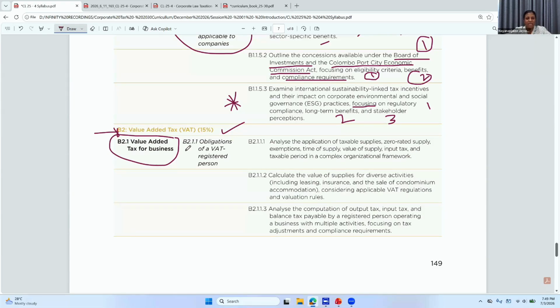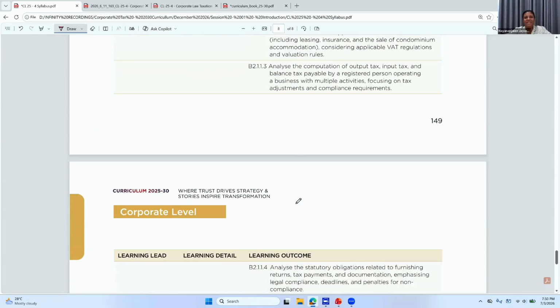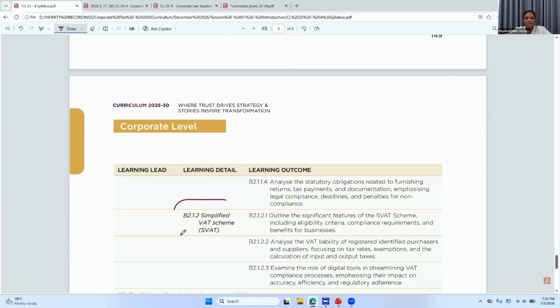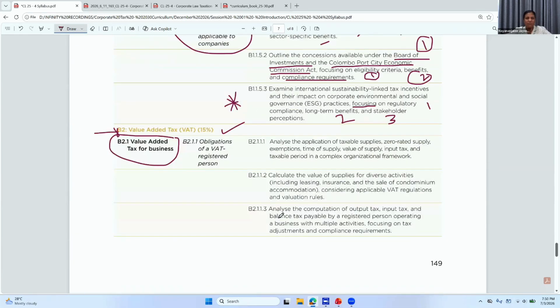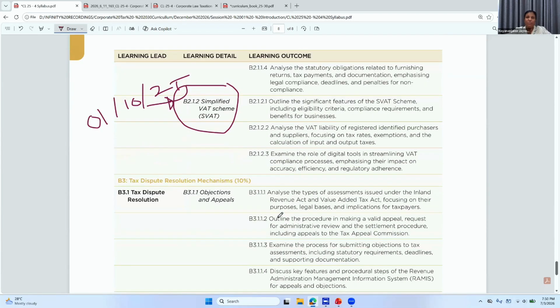Then the obligations of a VAT registered person, up to the calculation, you have to learn. And then simplified value added tax was abolished from Sri Lanka with effect from 1st October 2025. But for your year of assessment 25-26, it is not bad for us to learn this, because if you have the idea on this, you can tackle anything. Then the next one is only the 15% on the value added tax.